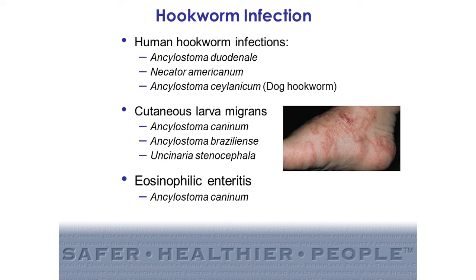The image here in this slide shows the creeping eruptions that can develop from the wandering larvae. Occasionally, Ankylostoma caninum can migrate to the human intestine, causing eosinophilic enteritis. Hookworm life cycle.